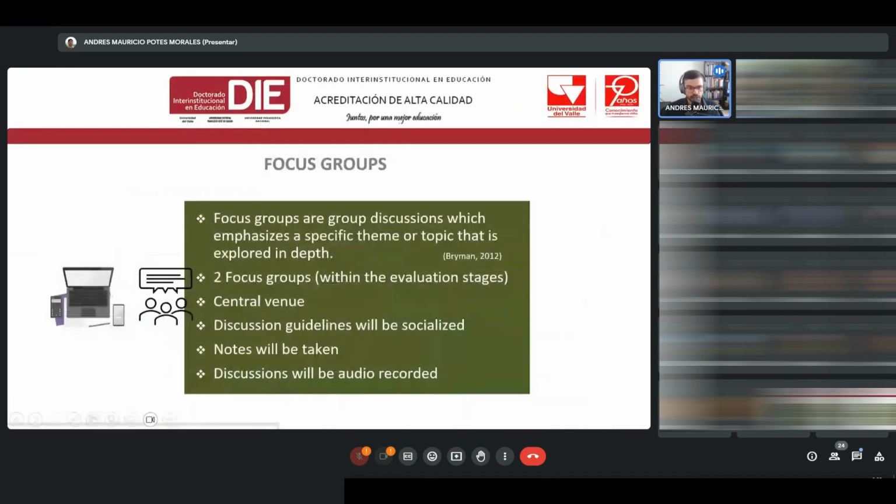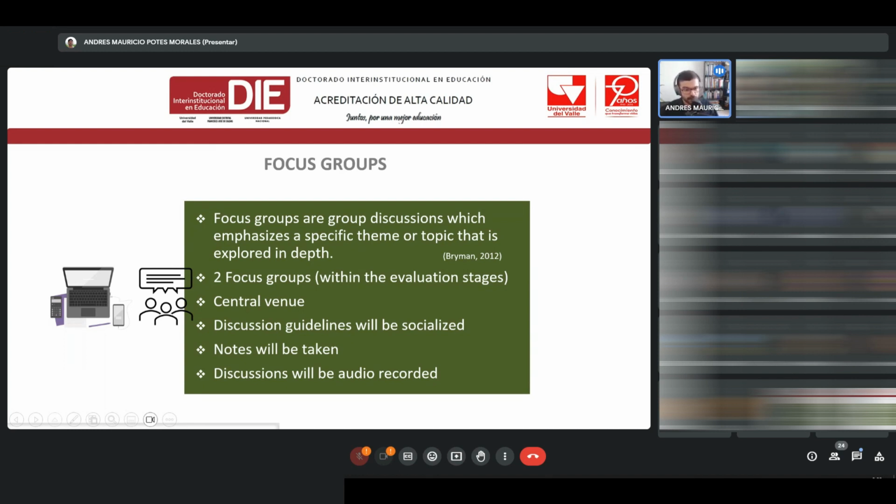The second data collection instrument is focus groups. So focus groups are group discussions or group interviews for some authors, which emphasize a specific theme or topic that is explored in depth. Researchers are explicitly concerned to discover how the group participants review the issue with which they are confronted.